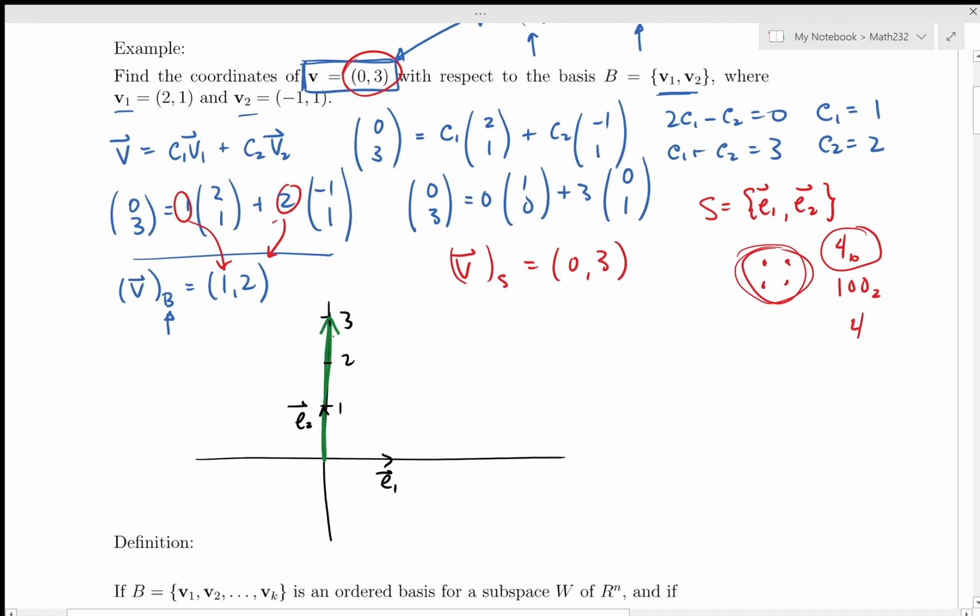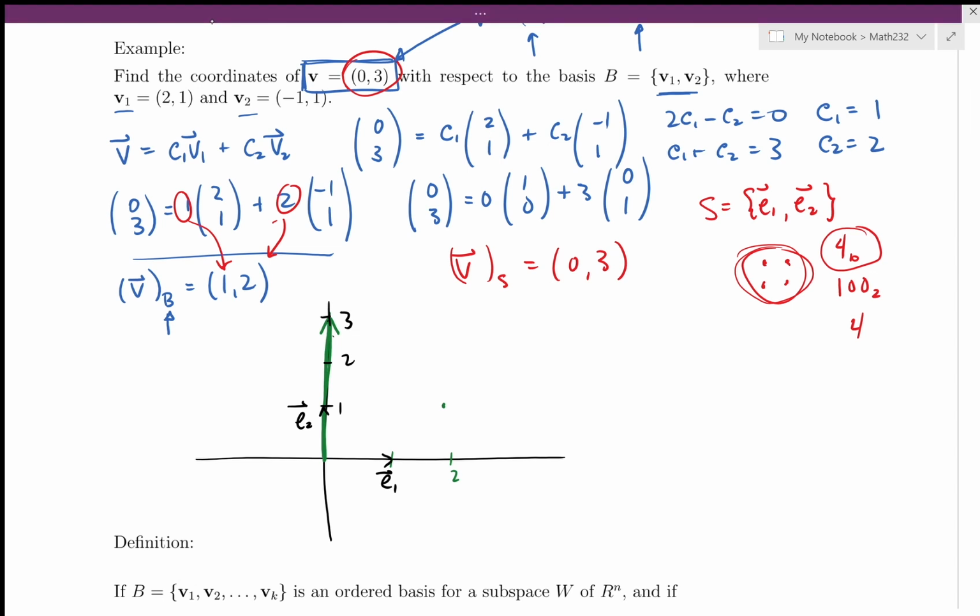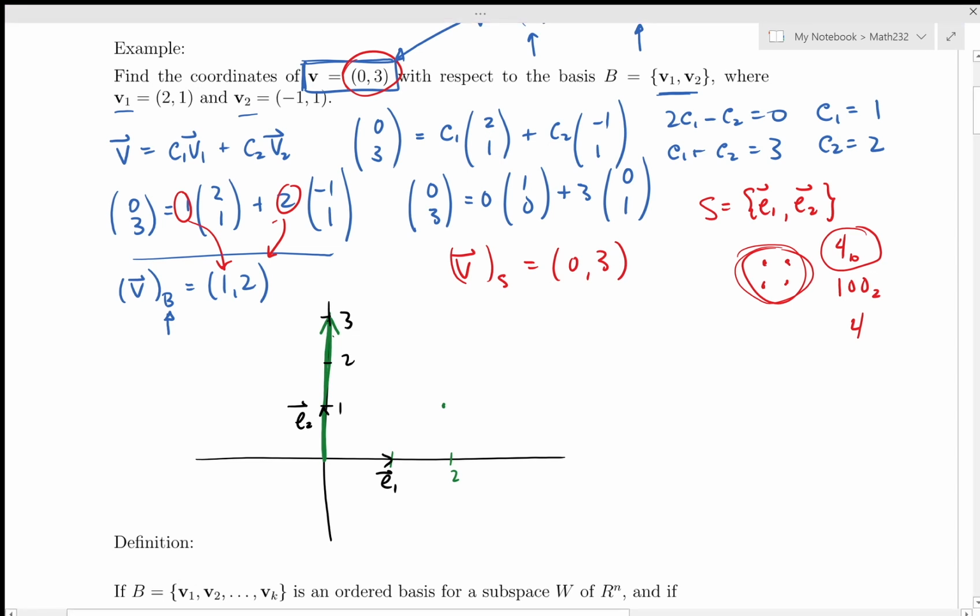We can then also take a look at where the vectors v1 and v2 are. So v1 is at 2 and 1 right here. Let's get a different color for that one. So v1 is right here. And where's v2? v2 is minus 1, 1. So here's minus 1 and then 1, and there is v2 right there.